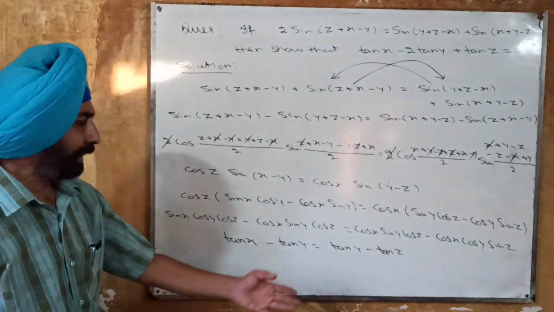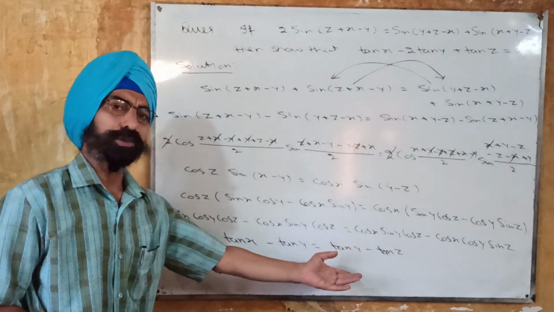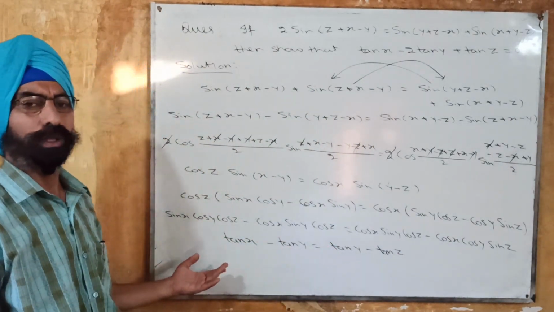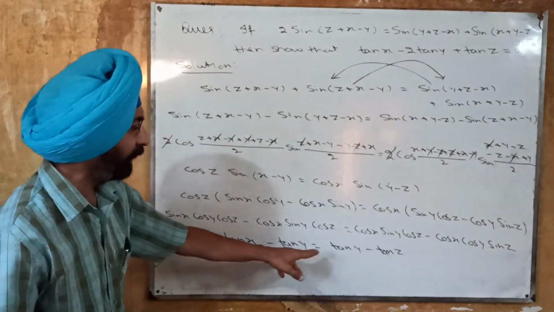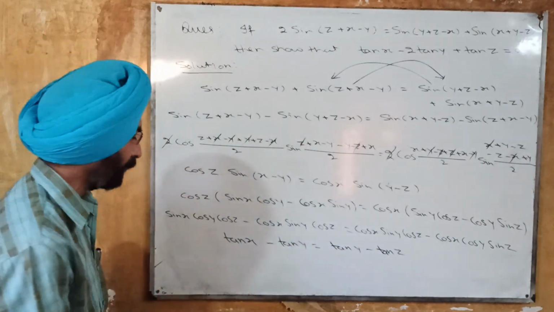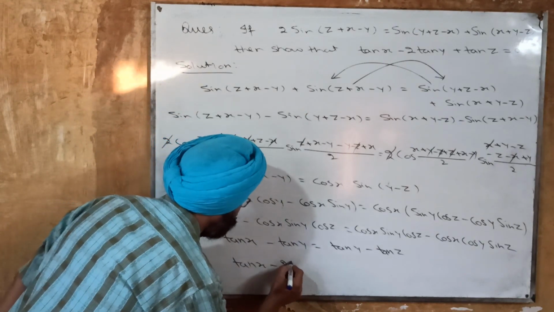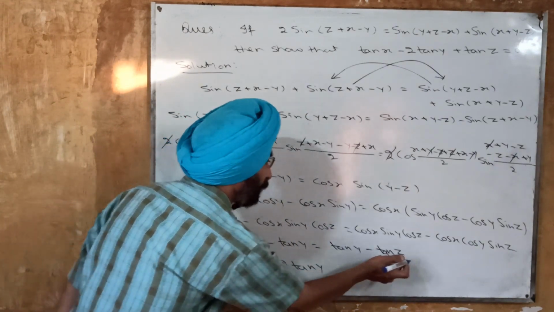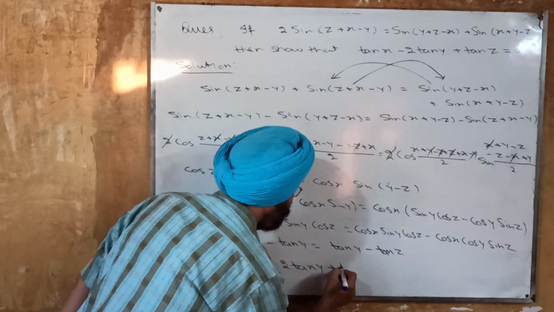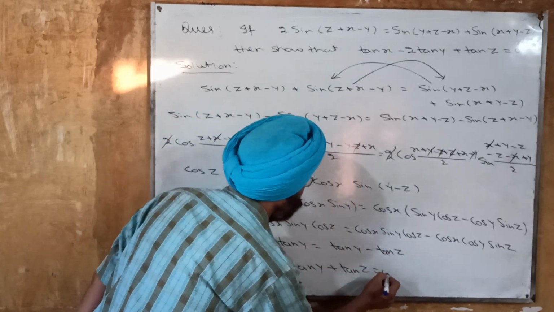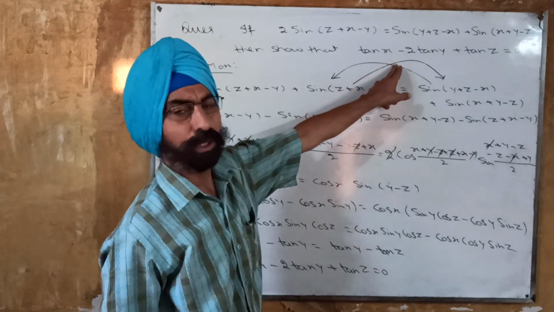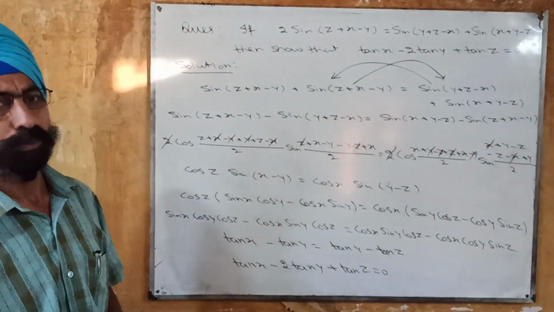And now carry both the terms on the right hand side to the left hand side. This minus tan y and one more minus tan y will become minus 2 tan y. You will get tan x minus 2 tan y, and this minus tan z will become plus tan z is equal to 0, which is your required result to be proved.